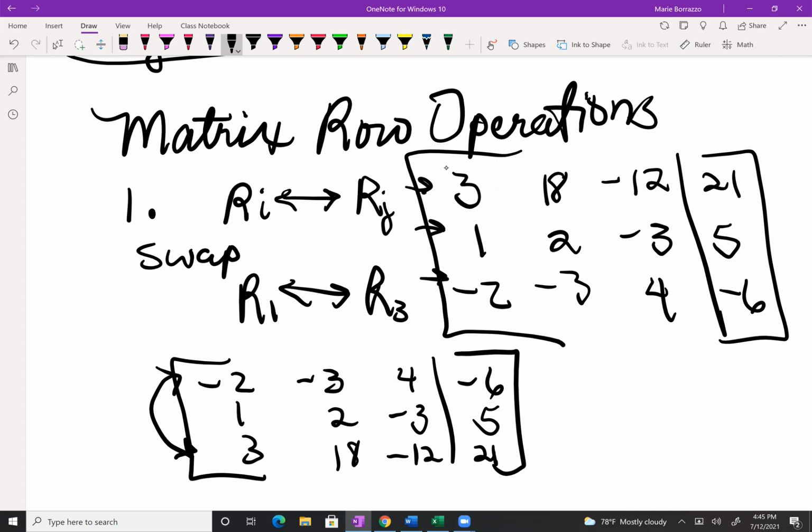Yes? Okay, but what would be the point of just swapping the rows? Oh, Wasabi, you shall see.